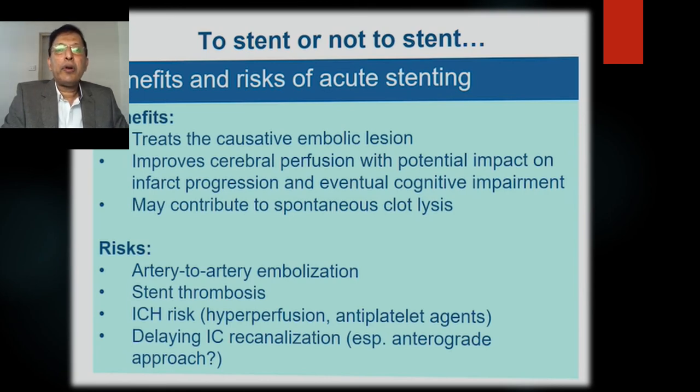One is an artery-to-artery embolism. When you are dilating the carotid artery, when you are putting in a stent and doing a post-stenting dilatation, there is always a chance of artery-to-artery embolism. And second, stent thrombosis. In a patient who is in the acute phase and may not be properly on an antiplatelet regimen, the chance of stent thrombosis is also higher. And third is ICH or hyperperfusion bleed, especially when the patient has already received IV thrombolysis and is receiving antiplatelet medications also.